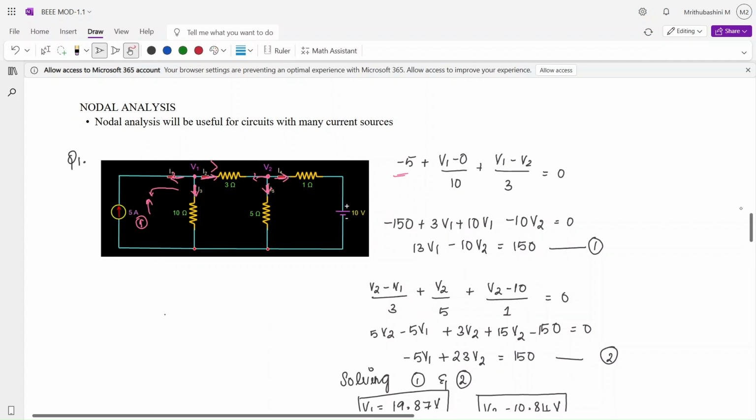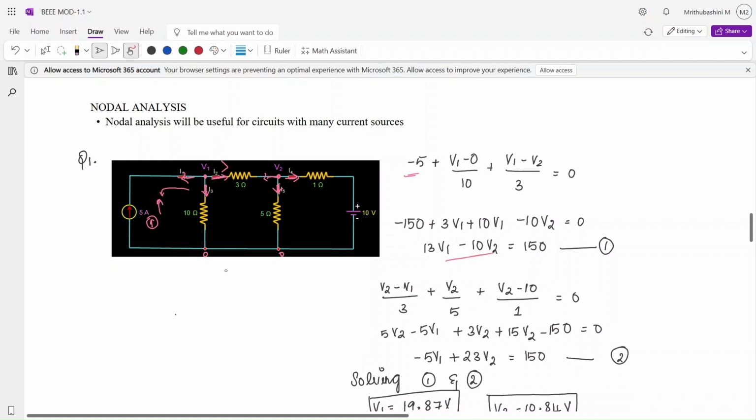Then from a node, I is equal to V by R. Here you will put V1 minus 0 because it's ground. Here also it's 0 only. So V1 minus 0 by 10. Similarly, this node minus this node, divided by the resistance in between the nodes. This is how it works. So V1 minus 0 by 10 and V1 minus V2 by 3. Then solving these by using LCM or whatever, you'll get this equation.